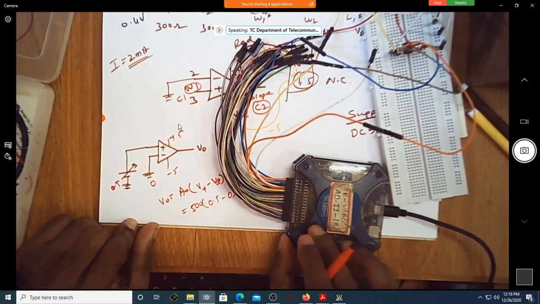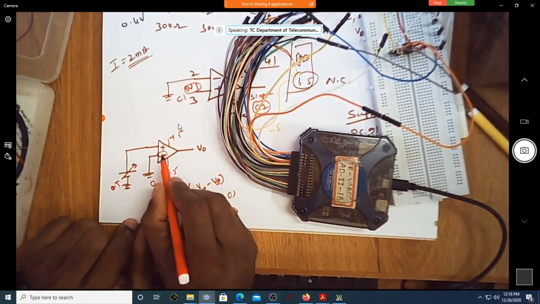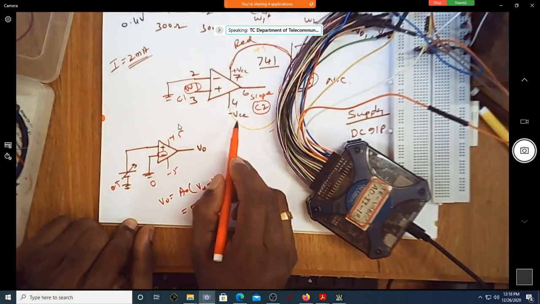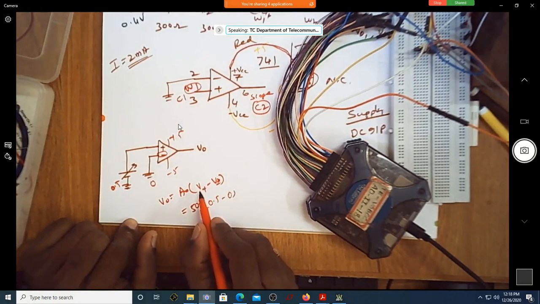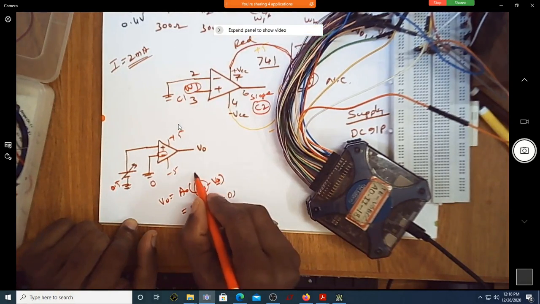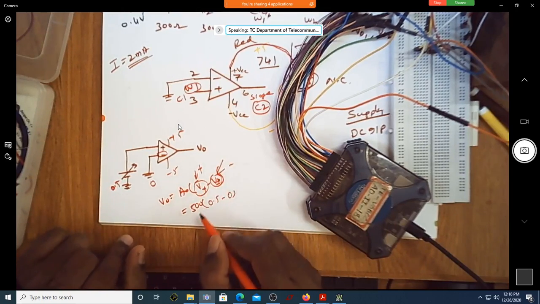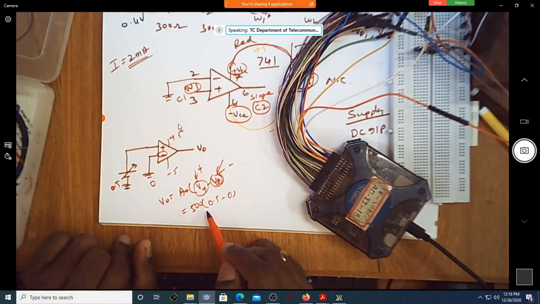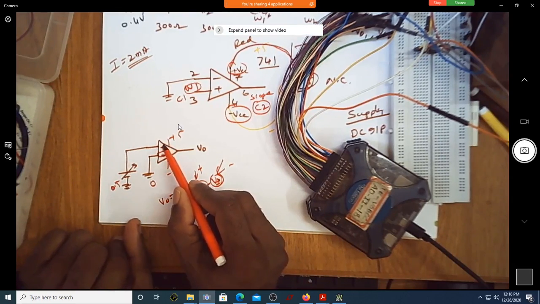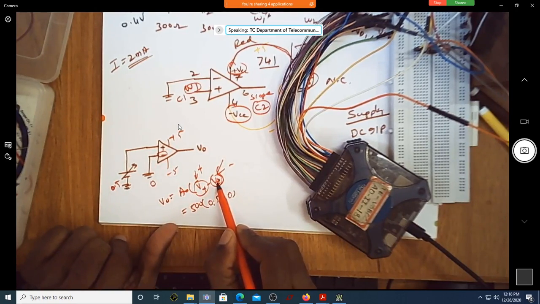V minus means the voltage connected to the inverting terminal. Don't get confused with this V minus, this is the supply. V plus is the voltage at the non-inverting terminal. V minus is the voltage at the inverting terminal. This has nothing to do with that V plus, V minus. Getting the point? So the voltage at the non-inverting terminal is 0.5. The voltage at the inverting terminal is 0.